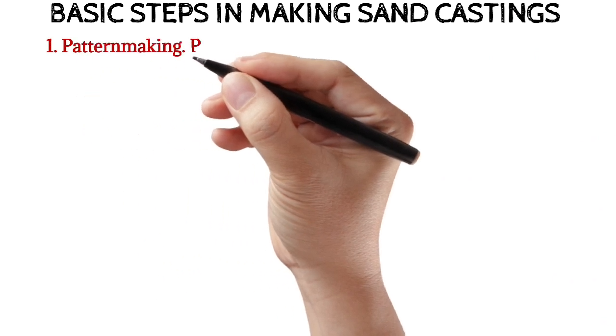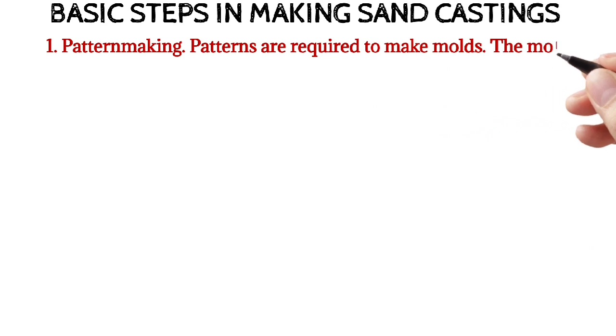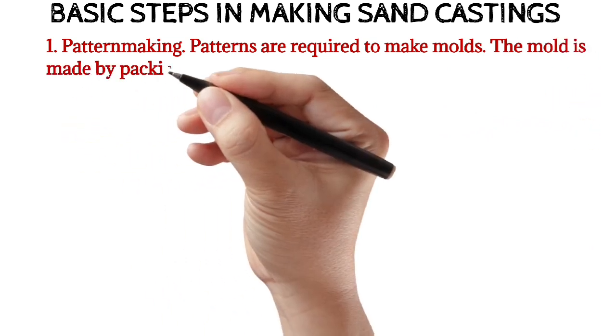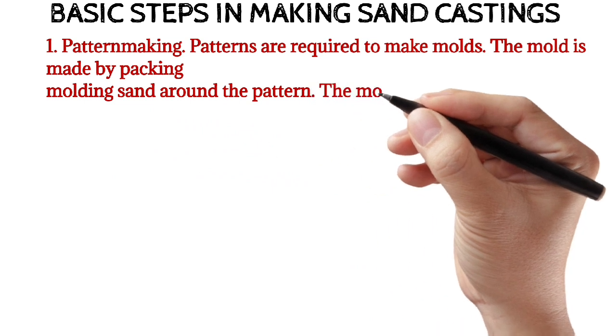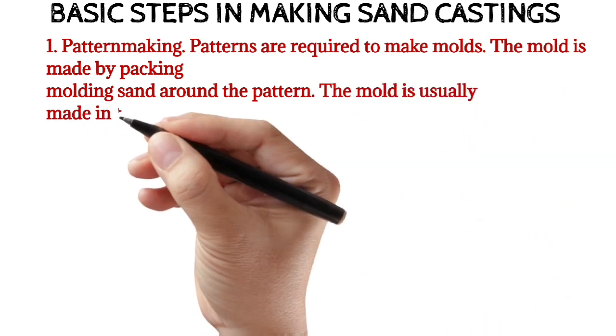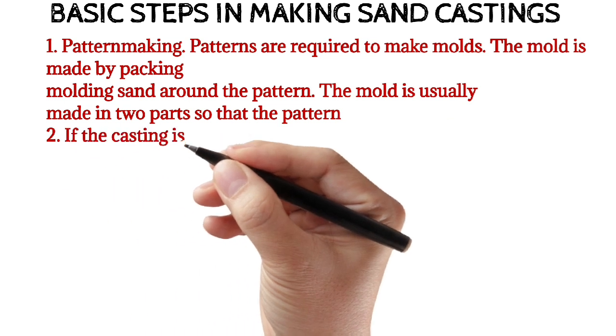Basic steps in making sand casting. Number 1, pattern making. Patterns are required to make molds. The mold is made by packing molding sand around the pattern. The mold is usually made in two parts so that the pattern can be removed.